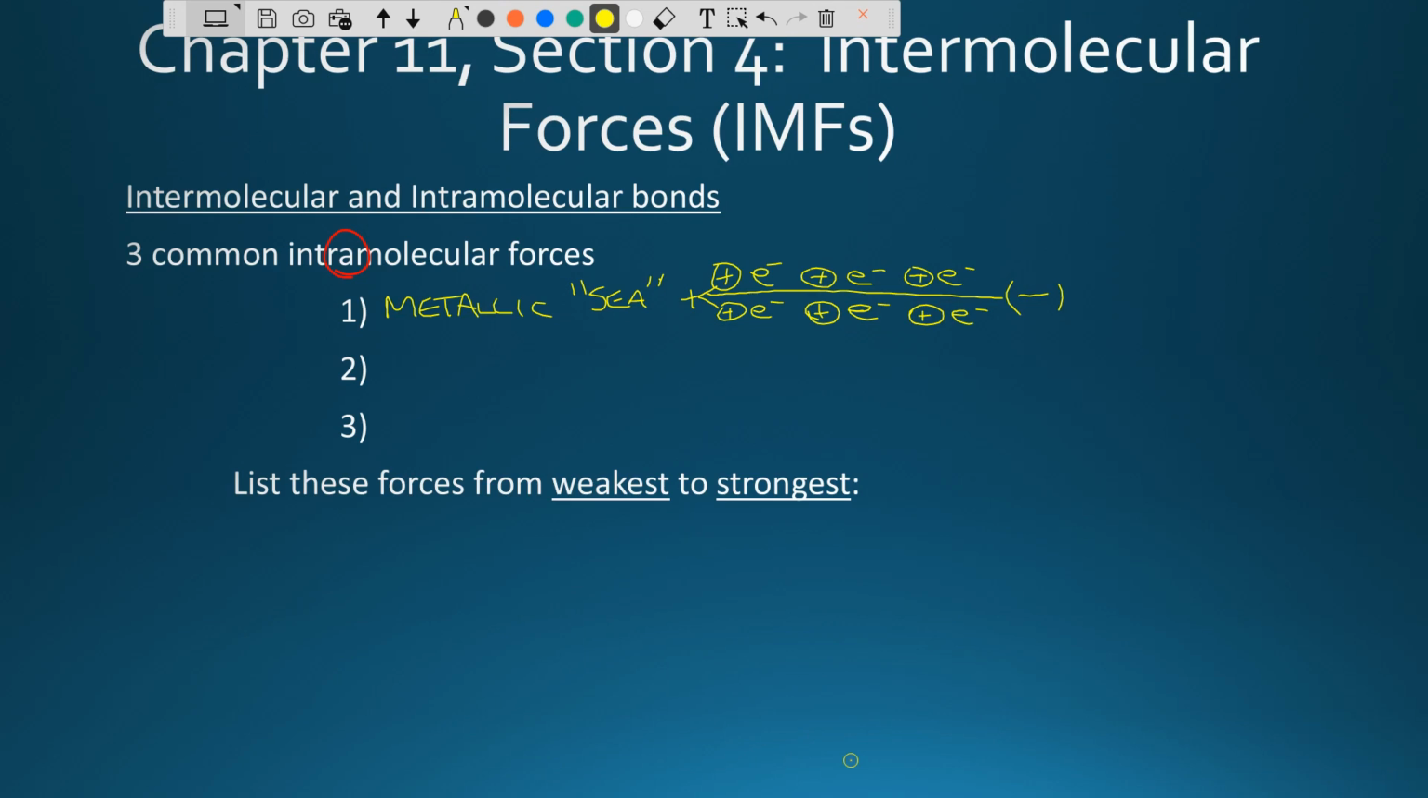Now, how these would be ranked is according to their lattice energy. Okay, so think about your periodic trends. And so if we're going to be comparing something like lithium and sodium and then tin and then copper, these would be going from weak forces to strong forces because of those periodic trends.